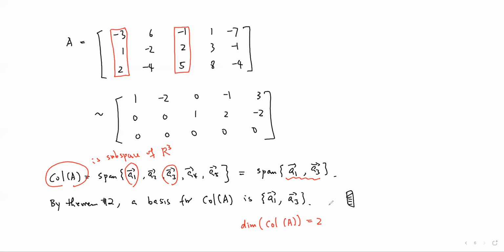2 actually is equal to the number of pivot columns of matrix A. So the dimension of the column space of a matrix is equal to the number of pivot columns of matrix A. Yeah, this is true in general. It is the following theorem. Theorem number 3.